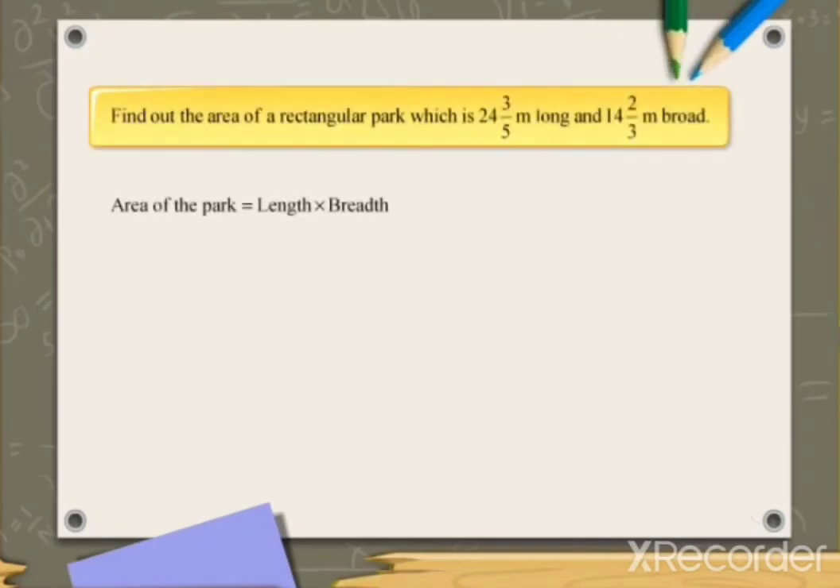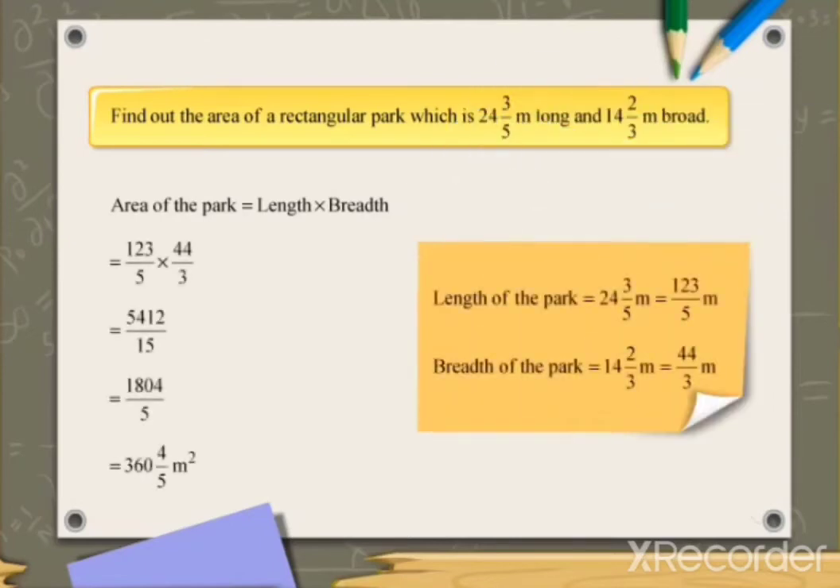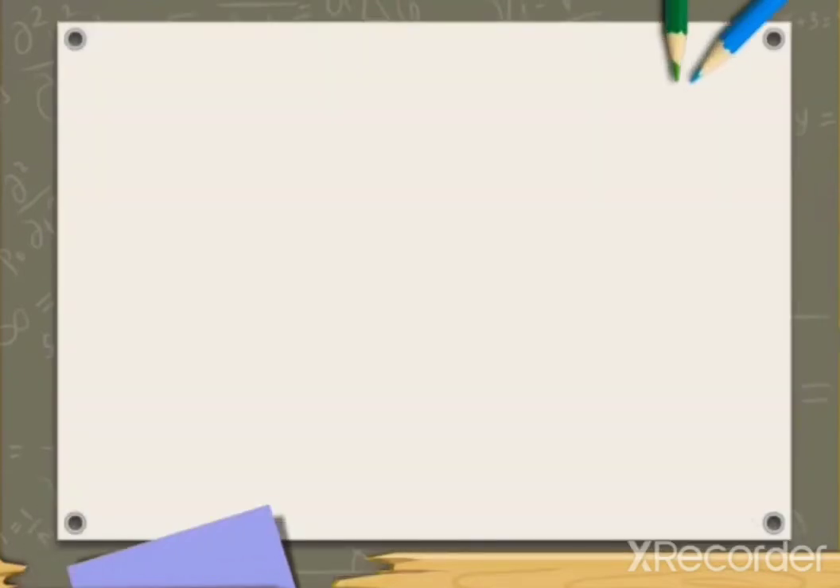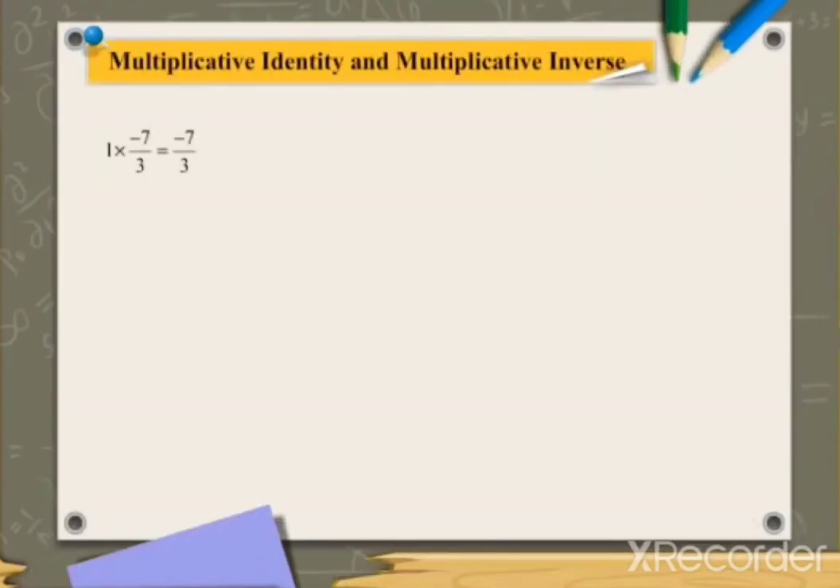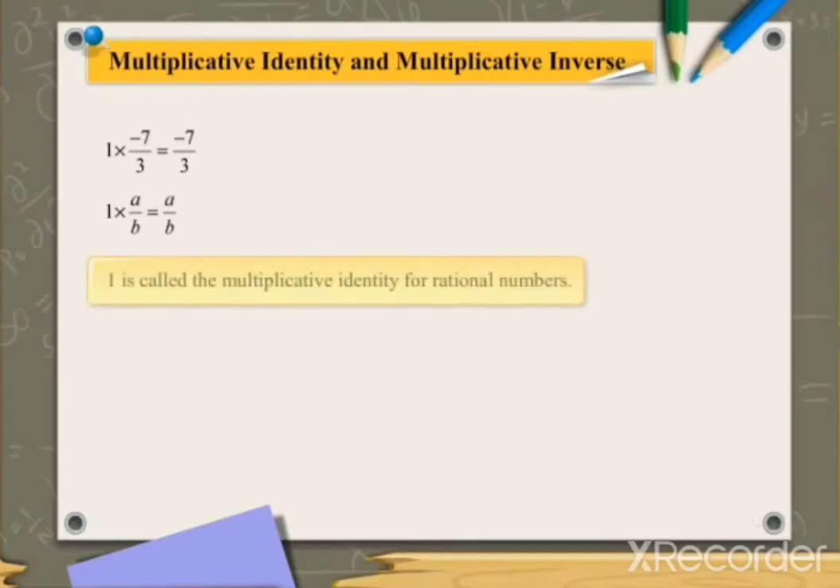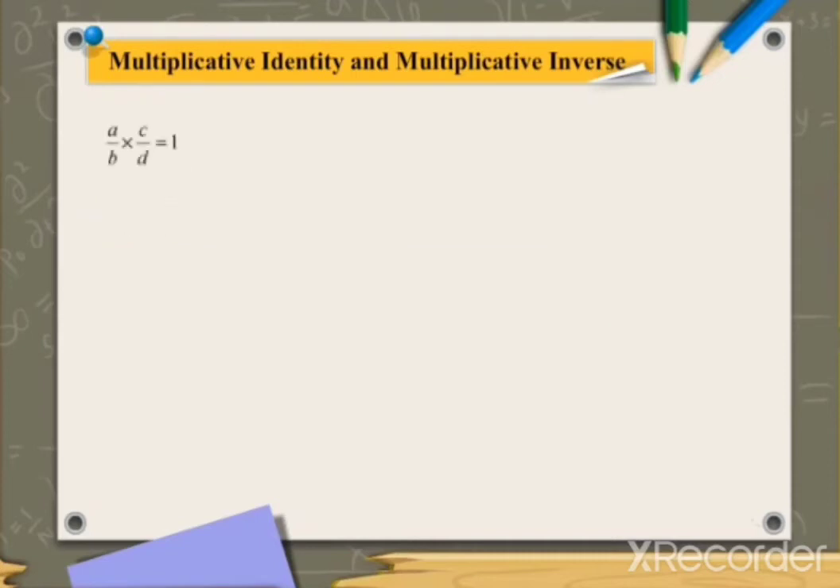Look at this example. We know that the area of the path is equal to length into breadth. On solving, we get the answer. We know that 1 into minus 7 upon 3 is equal to minus 7 upon 3. This means that the product of 1 and a rational number is equal to the rational number itself. 1 is called the multiplicative identity for rational numbers.